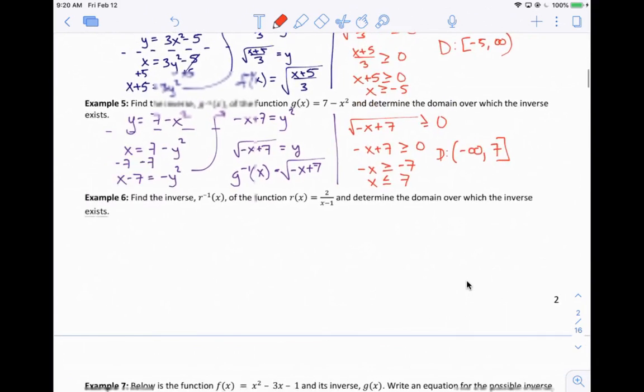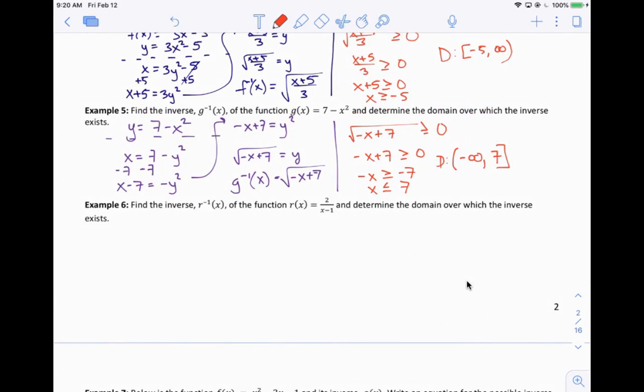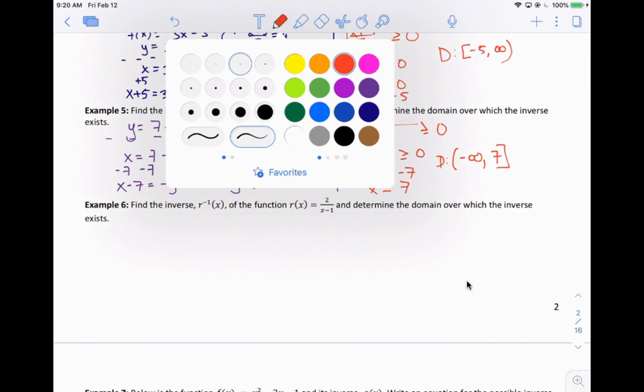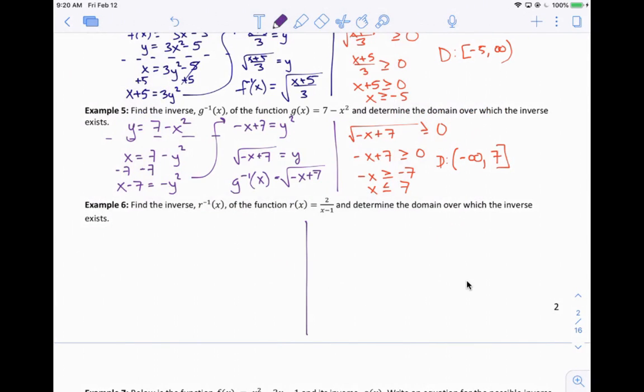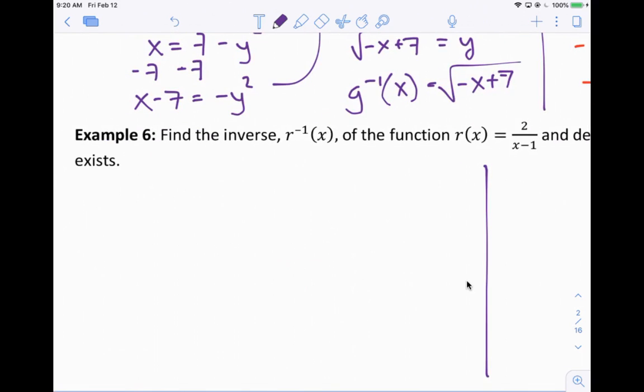All right, the last one for this video is an entirely different kind of function. This is a rational function. We are going to solve it the same way, though. Luckily, the type of function for an inverse does not matter. How you find it is exactly the same thing. You may have to make a few creative moves, but it's the same idea.